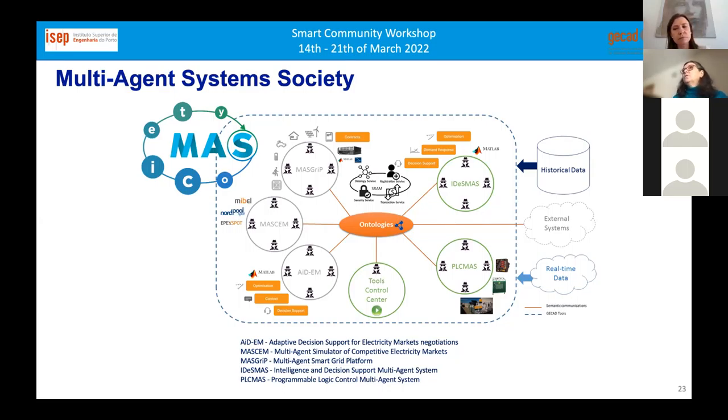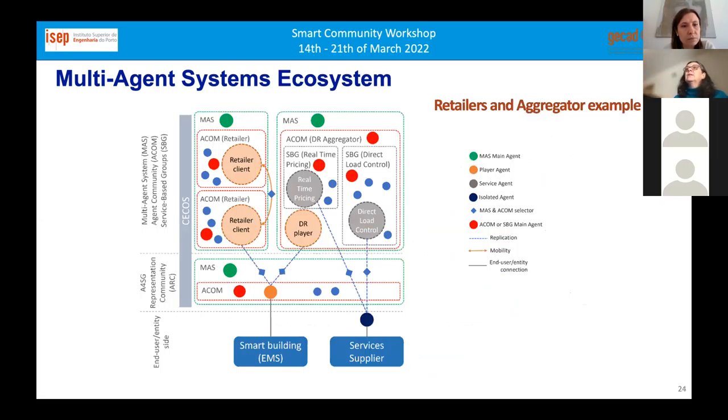Most people use one multi-agent system. We use a set of multi-agent systems. And that's why we came to the point of using a society of multi-agent systems. And this is a good upgrade in our work. We are using these systems not only for modeling, but for real-time management of the energy resources. And that's why that building is a living lab, because we have that running continuously in our building.